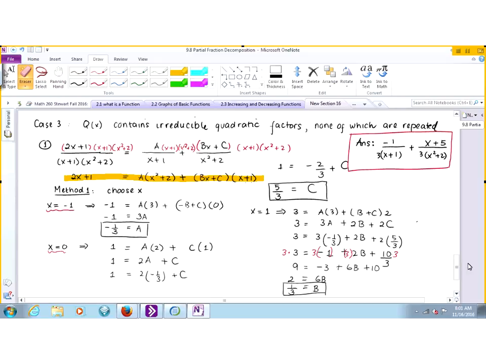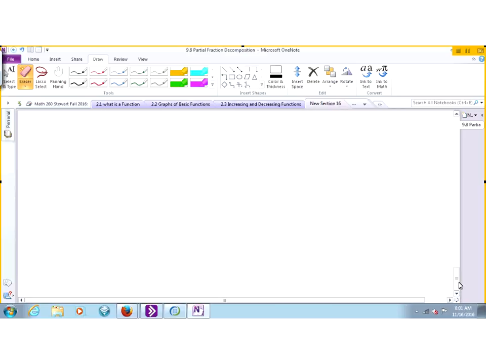Next, let me see what time it is now. Let's do case 4. Do we want to do another one of these? Yeah, okay. Let's see. So number 2, what if we have (3x minus 2) divided by (x plus 4) multiplied by (3x squared plus 1)?